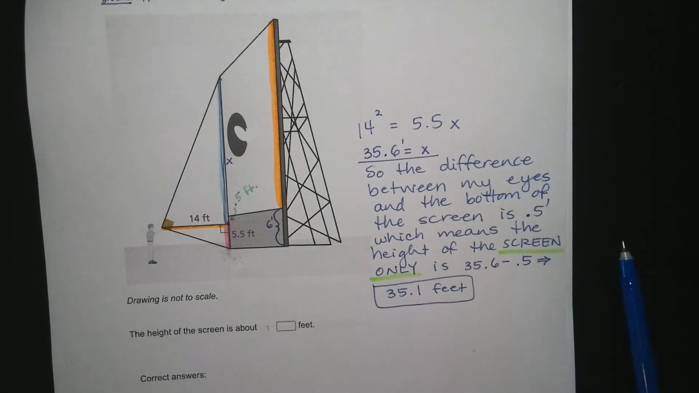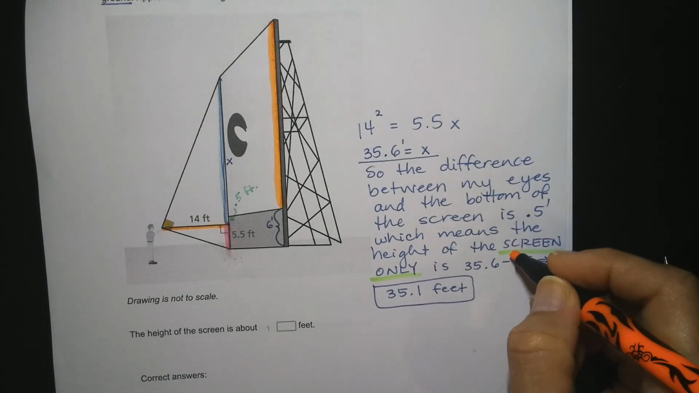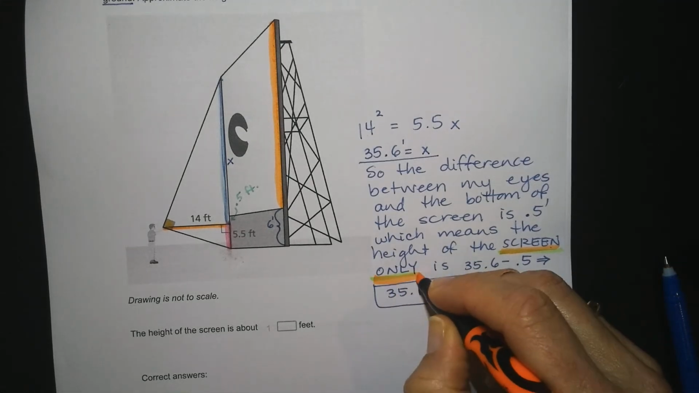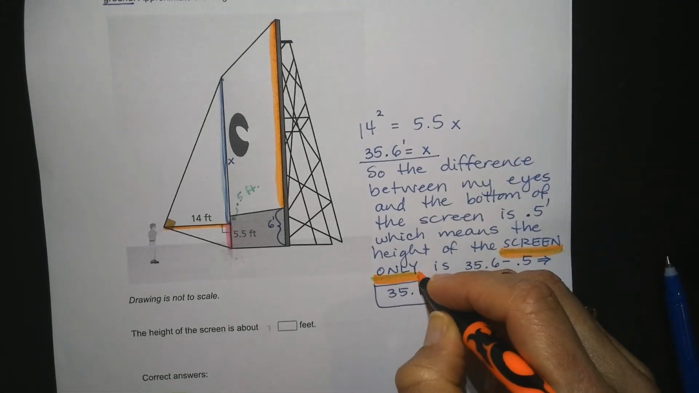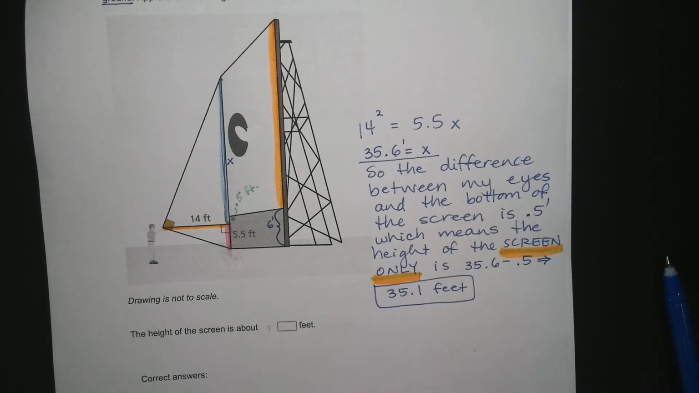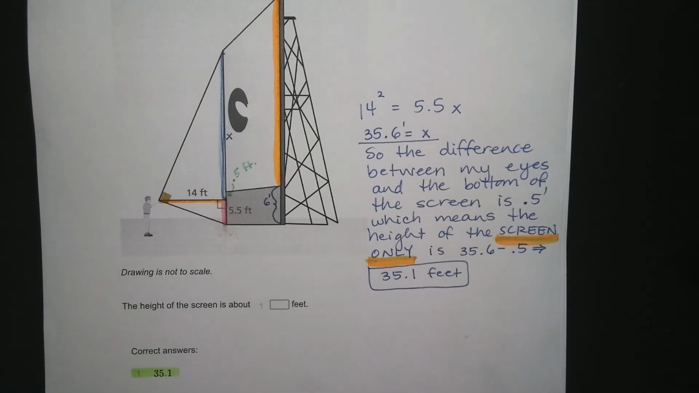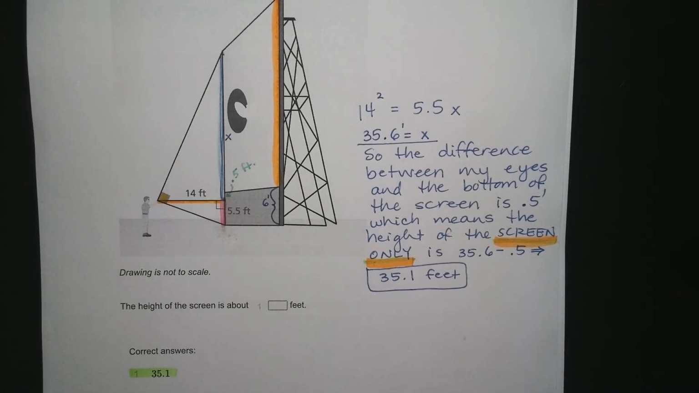Okay, so the screen only is 35.6 minus 0.5. Screen only is 35.6 minus 0.5. And so if you put this as your answer, it would have been marked correctly. But 35.6 didn't even get you partial credit. It was right or wrong. Okay, so at this point, I'm going to ask for questions. That was 17 minutes of your time. Remember, your retake will have at least 5 of these on it.